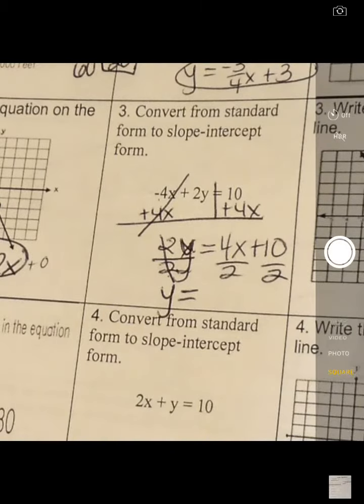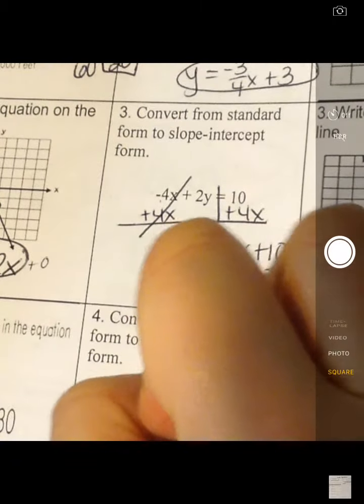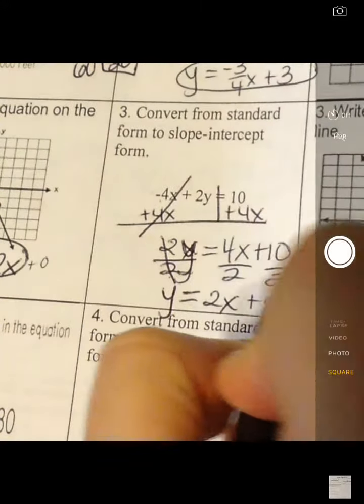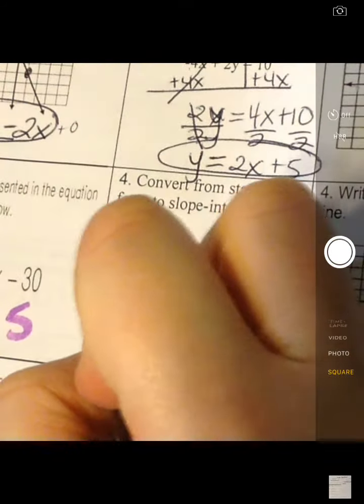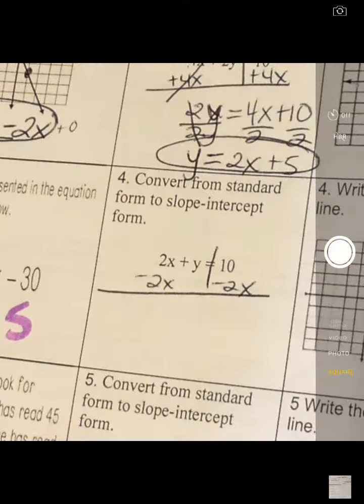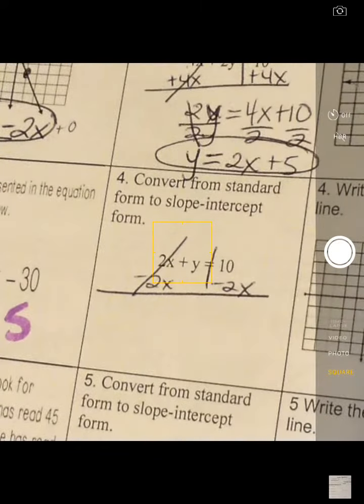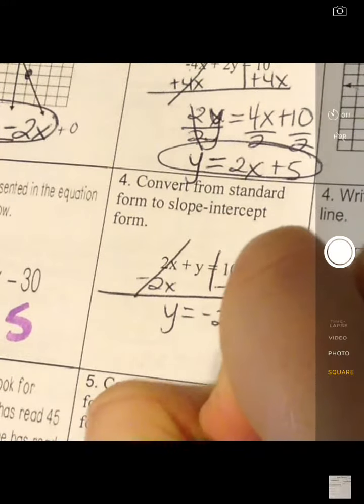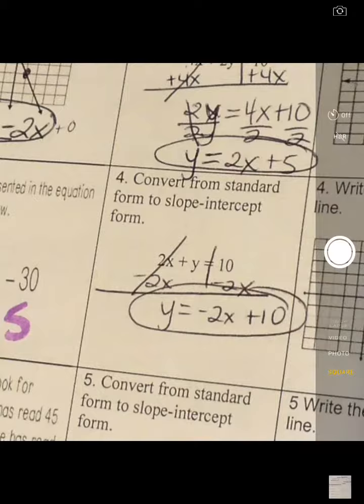2 divided by 2 leaves me with 1y. 4 divided by 2 leaves me with 2x. 10 divided by 2 leaves me with positive 5. Move the 2x to the other side. I would do that by subtracting. 2 minus 2 cancels. Left with y equals negative 2x plus 10.